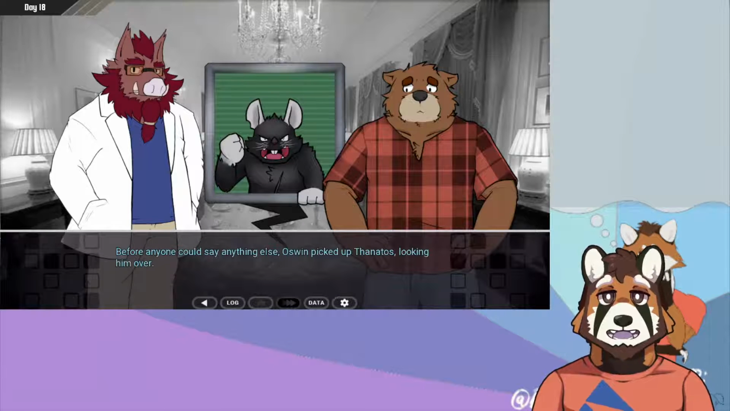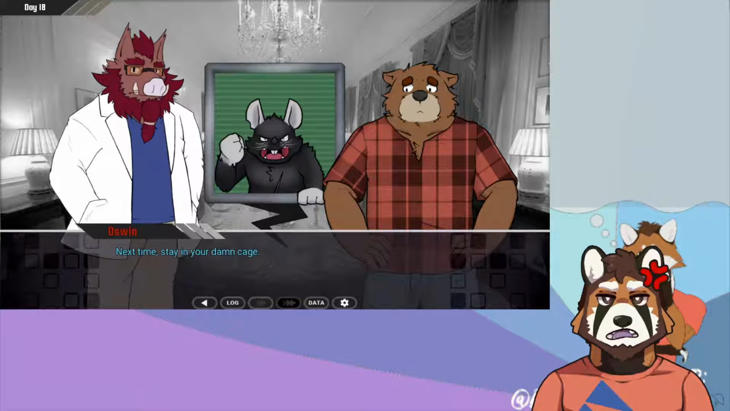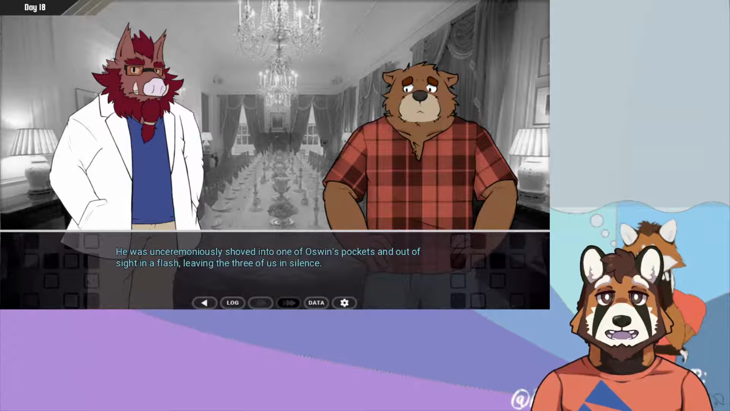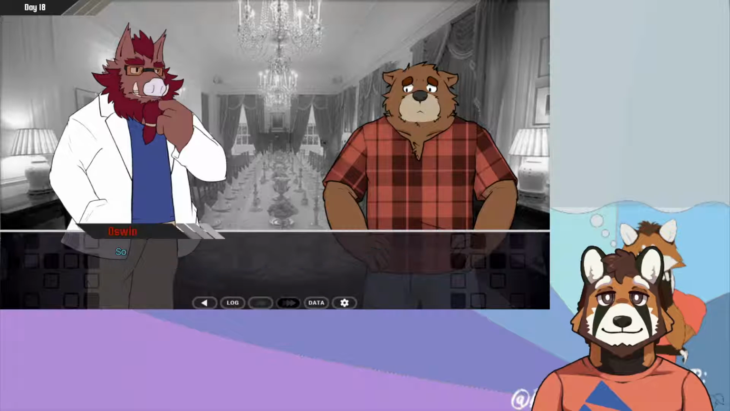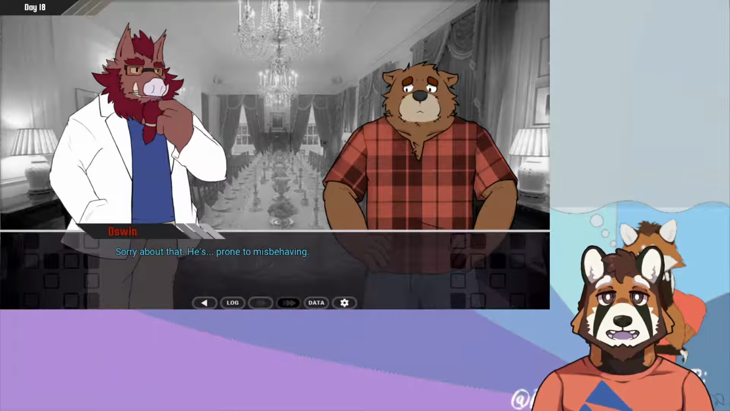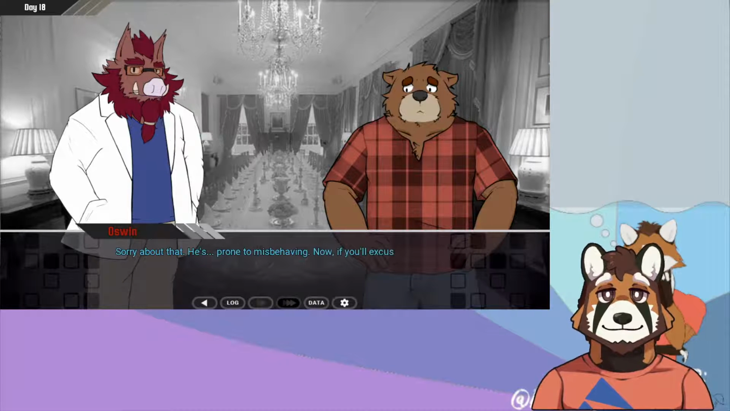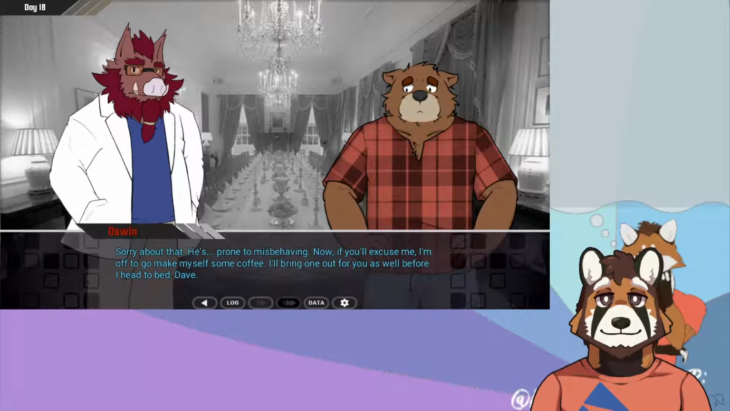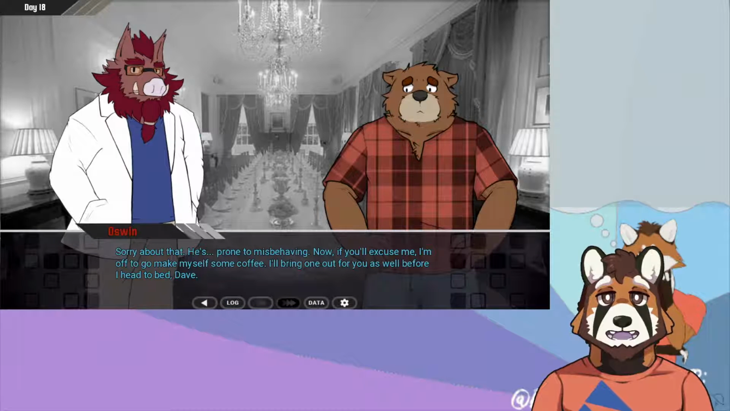Before anyone could say anything else, Oswin picked up Thanatos, looking him over. Angry Thanatos is my favorite. Next time, stay in your damn cage. He was unceremoniously shoved into one of Oswin's pockets and out of sight in a flash, leaving the 3 of us in silence. Sorry about that. He's prone to misbehaving. Now, if you'll excuse me, I'm off to go make myself some coffee. I'll bring one out for you as well before I head to bed, Dave.